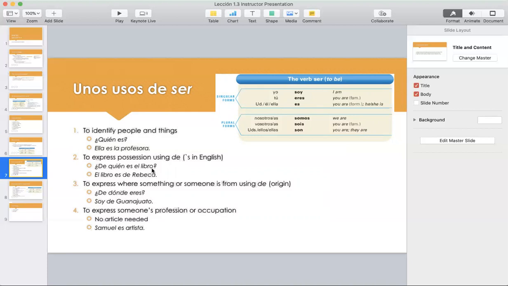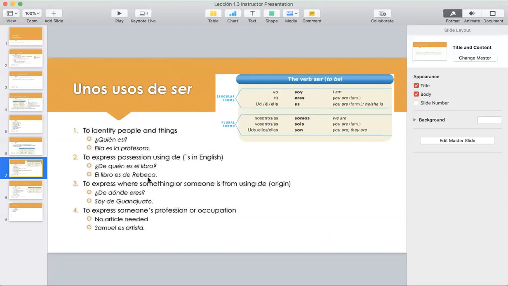¿De quién es el libro? Whose is the book? El libro es de Rebecca. The book is of Rebecca. It's Rebecca's book. We do not have any apostrophes in this language indicating possession, okay? So we will not say, es Rebecca's libro. No. Es el libro de Rebecca.